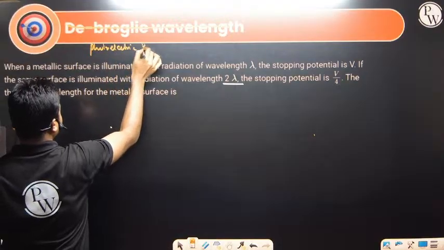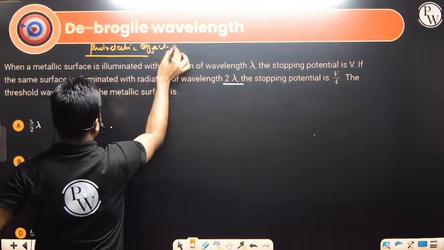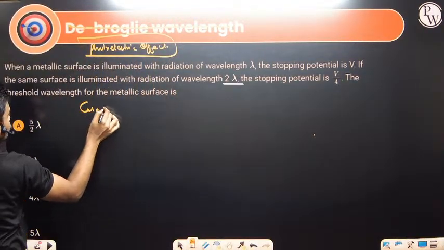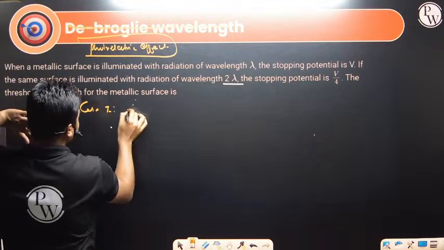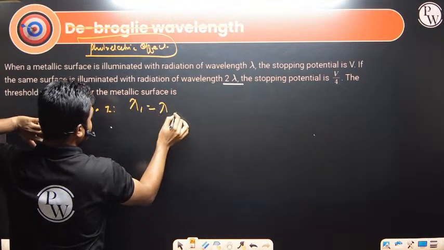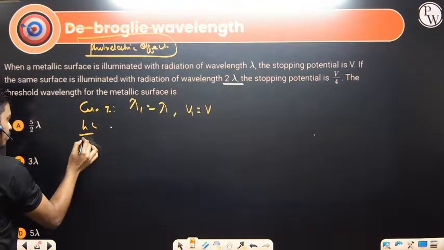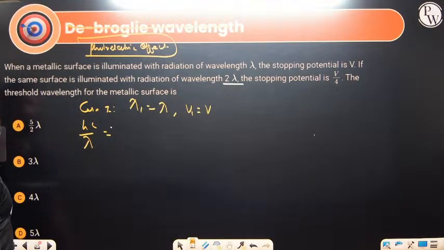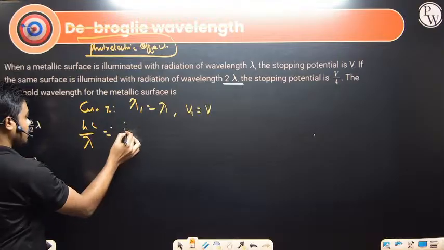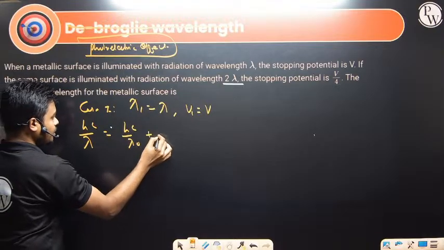So anyway, we'll solve it. In this photoelectric effect question, case 1: what is the wavelength we have? Lambda. The stopping potential is V1 equals V. So let's solve this. Hc by lambda equals Hc by lambda naught, where lambda naught is the threshold wavelength they're asking, plus eV.